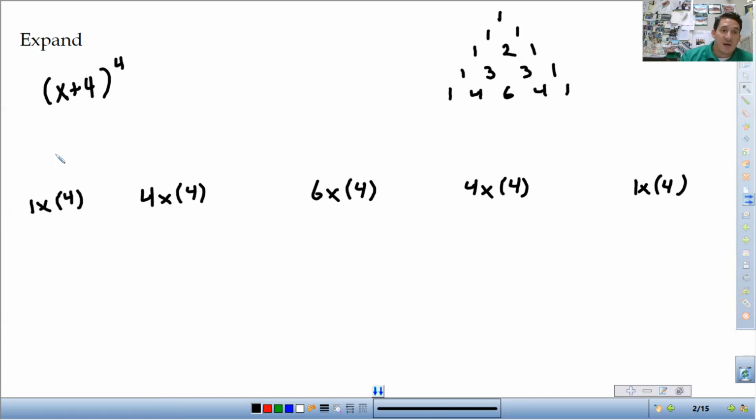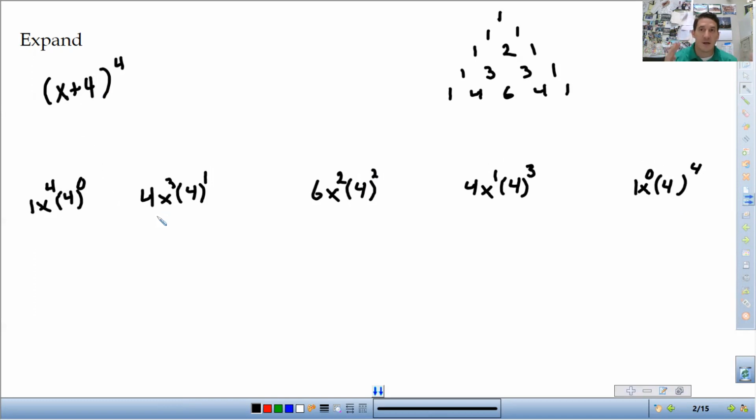And now we do the exponents. The exponents for the x start at 4 and then go down: 4, 3, 2, 1, 0. And on the 4, the second number, if it was a variable, it's going to start at 0 and count up: 0, 1, 2, 3, 4.